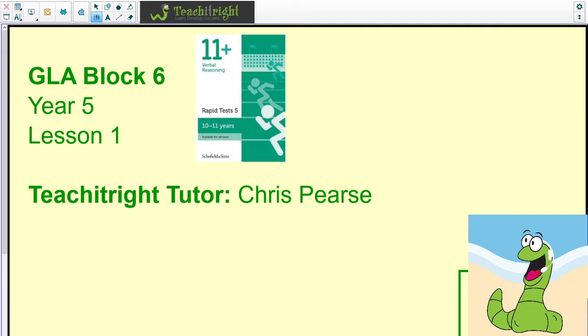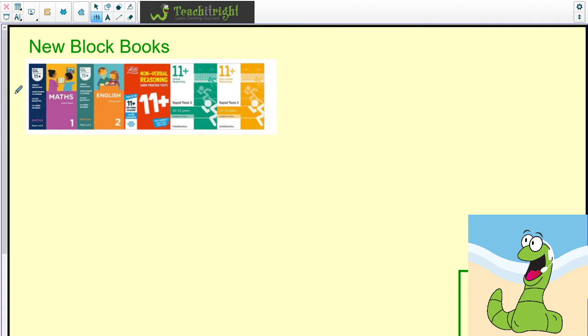So we've got a few slides to look at before we jump into the lesson. These are the books that you should have received, so we're actually going to be focusing in this lesson on this verbal reasoning book. You should have 2 sets of practice papers from GL assessment, also a LET non-verbal reasoning book, and hopefully also a similar book to the one we're using in verbal for non-verbal reasoning, and that's also Rapid Test 5, Schofield and Sims.